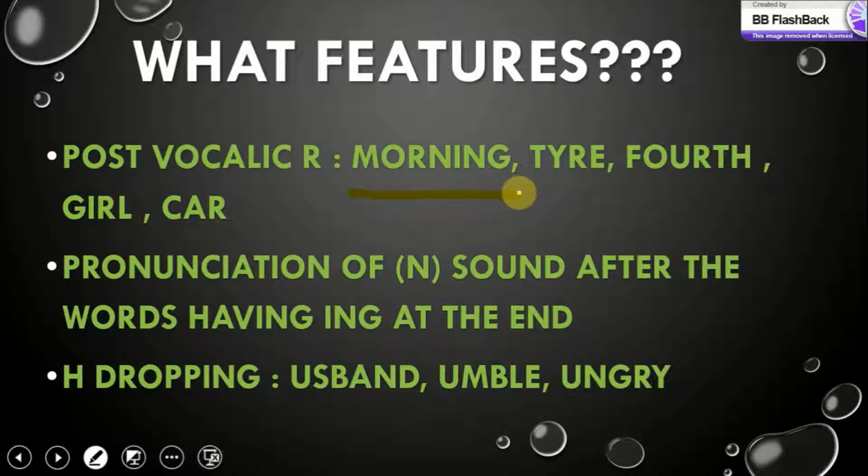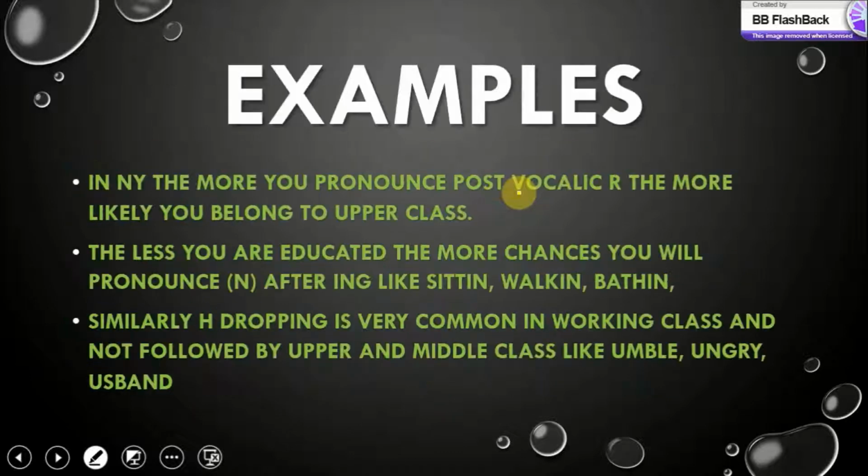Then there is h dropping. Some groups drop the initial h sound of words. For example, instead of saying husband, some groups say usband. Instead of saying humble, umble. Instead of saying hungry, ungry. So these are some linguistic features. Okay, let's discuss the examples, which is very important for you to understand.